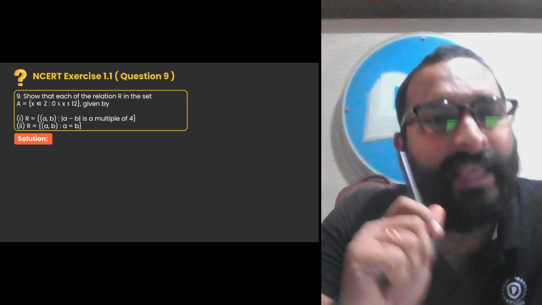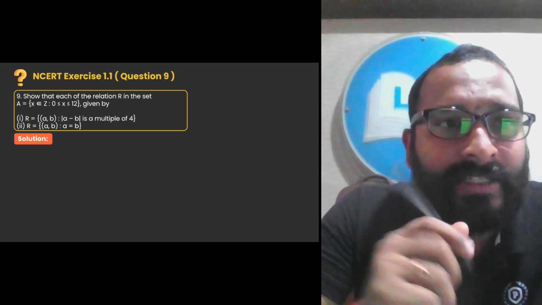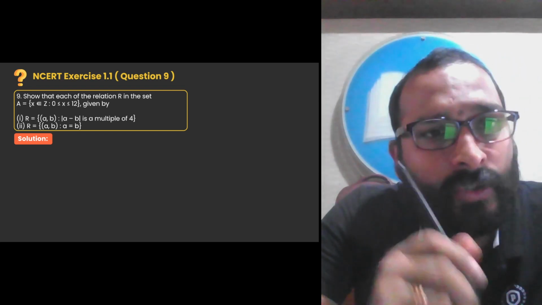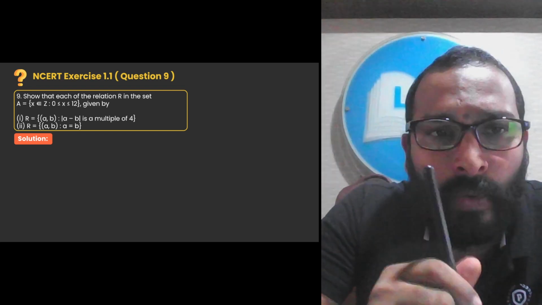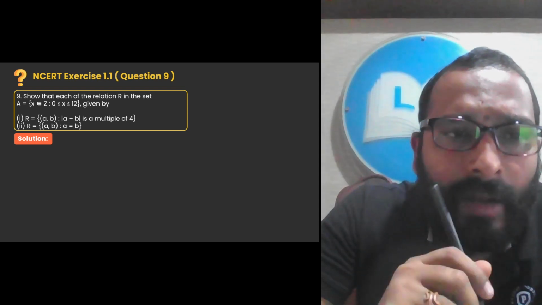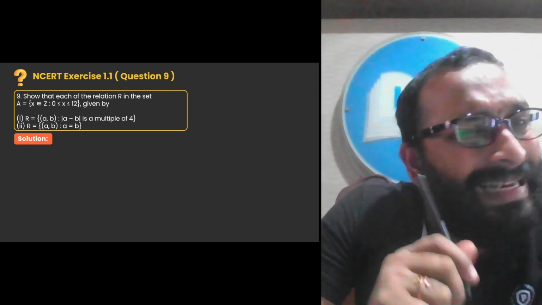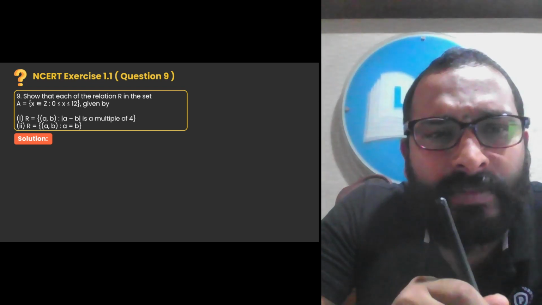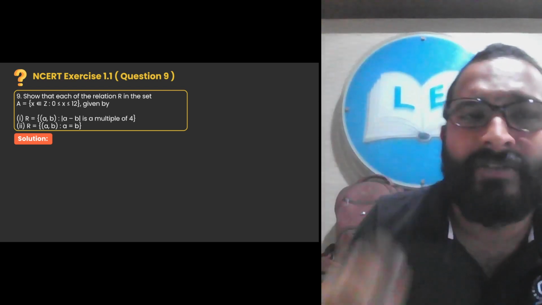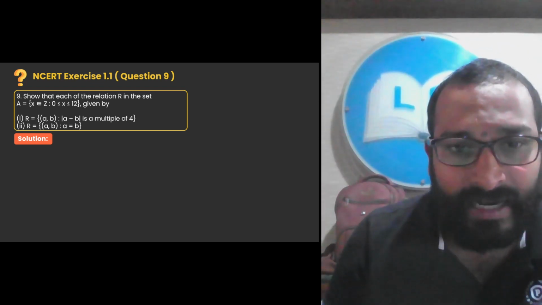Show that each of the relations in the set A, that is x belongs to Z from 0 to 12, given by (a, b), the relation is modulus of a minus b is a multiple of 4. So let us try to write the given set and let us try to understand the first sub question under this.